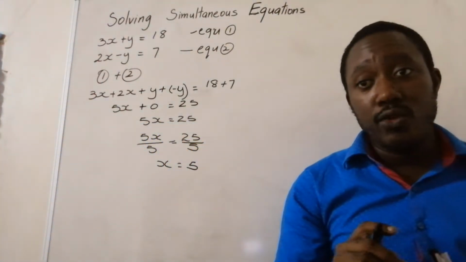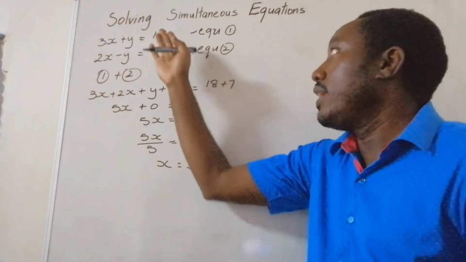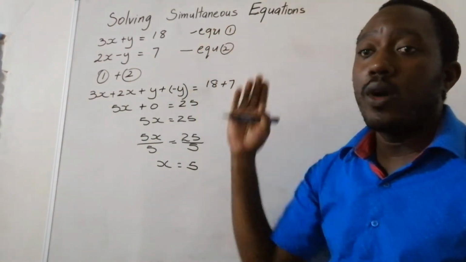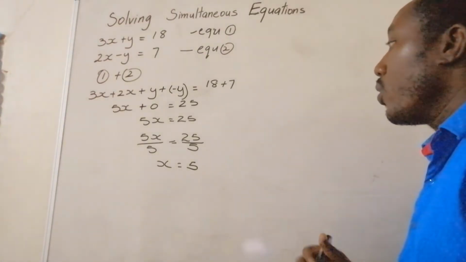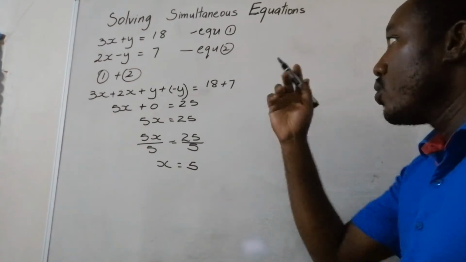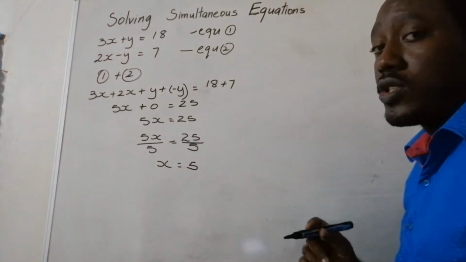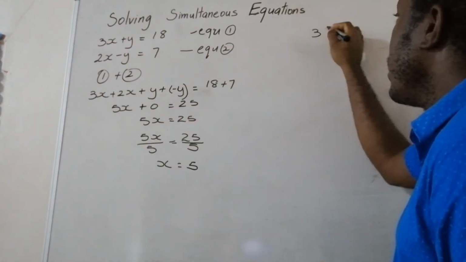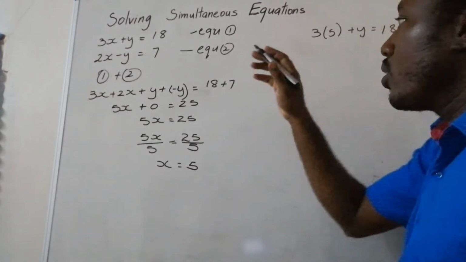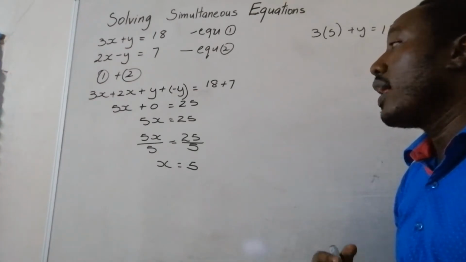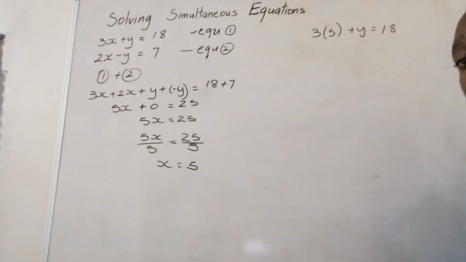Now that we know the value for one variable, we substitute that value into either equation. We could do it for equation 1 or equation 2. We will get the same answer. Let's use equation number 1. Where x is in equation 1, we will substitute 5. So we will have 3 times 5 plus y is equal to 18. If you want, you can try it with equation 2, where you have 2 times 5 take y is equal to 7.